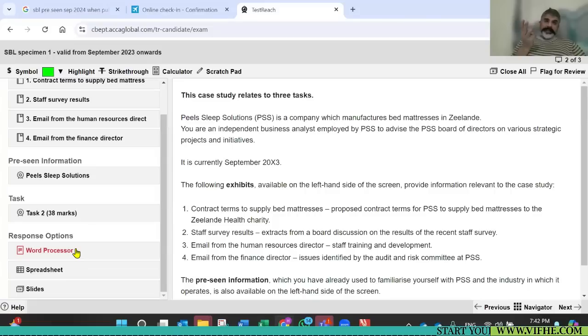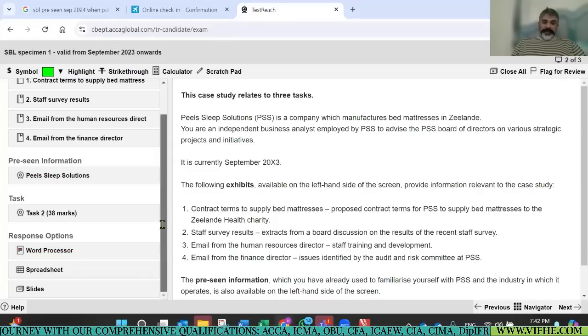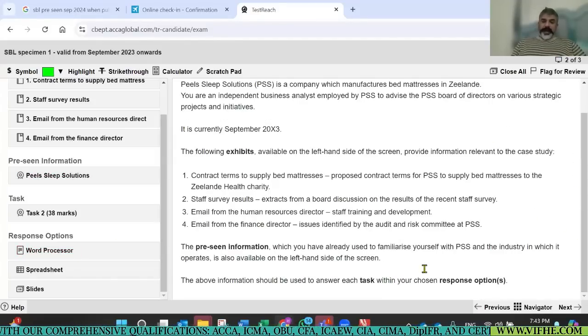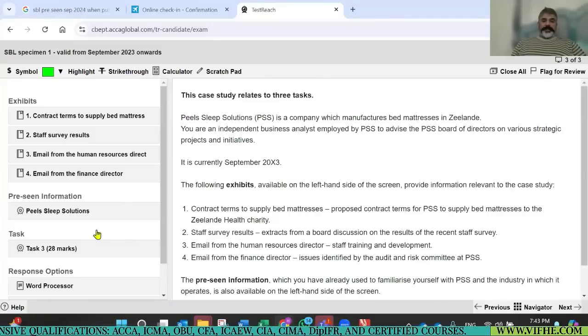So there are 3 tasks. So there will be 3 separate word processors you will be using. Do not try to answer all the 3 questions in one word processor. Each task has its own word processor, own slide. Use that. Okay, now if I want to go through the next question, I will scroll down the bars and I will again do next. And I will now see task number 3 worth 28 marks.